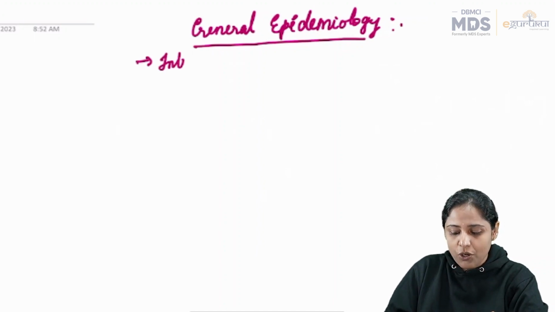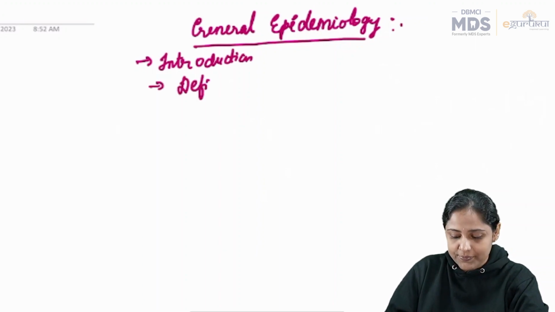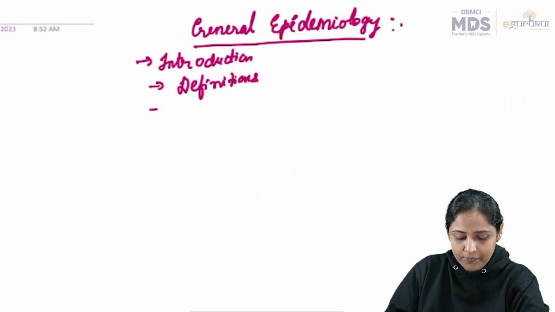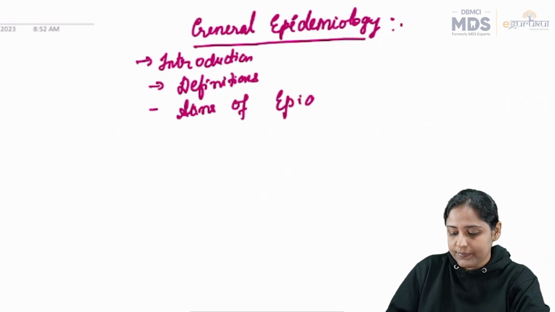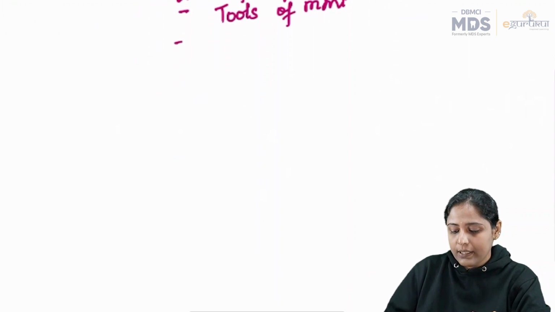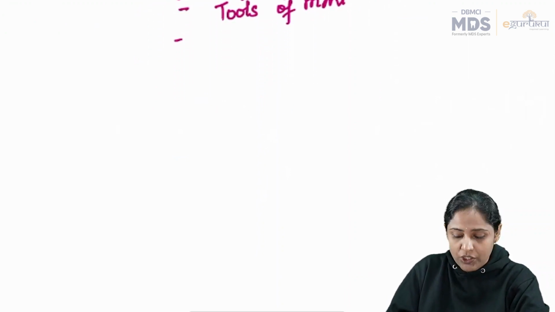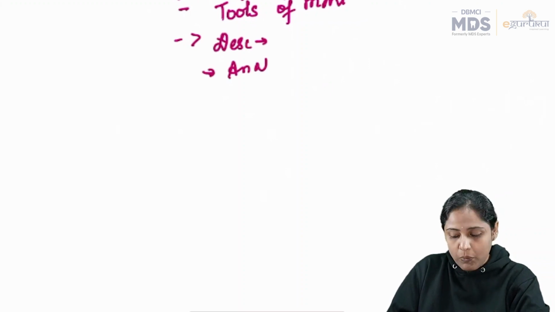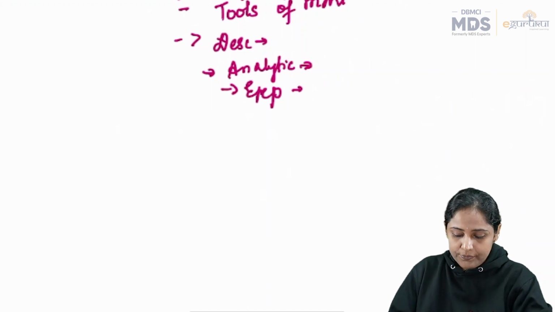Let us look into the contents of General Epidemiology. You will have a short introduction. We'll look into a few definitions, the aims of epidemiology, and the tools of measurement in epidemiology. And in the next few sessions, we'll see the epidemiological study designs, that is, descriptive epidemiology, analytic epidemiology, and experimental epidemiology.